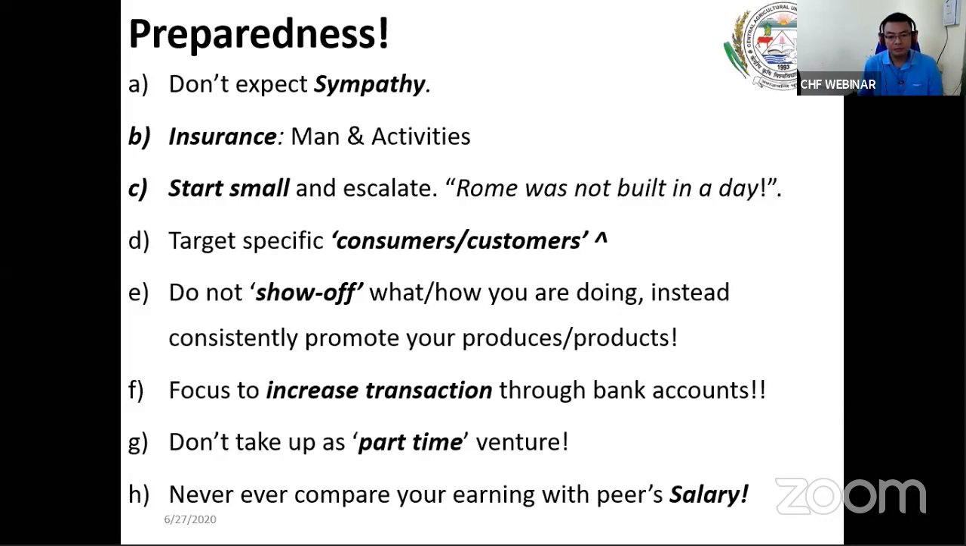Advertise them, promote them, let there be demand for that produce and product and ideas, and you earn. Please increase your focus on the transactions in the bank accounts. I will explain this. And please never take up agribusiness as a part-time venture.